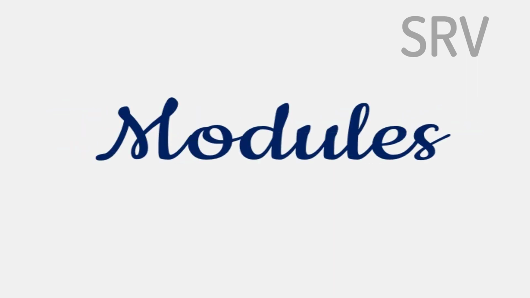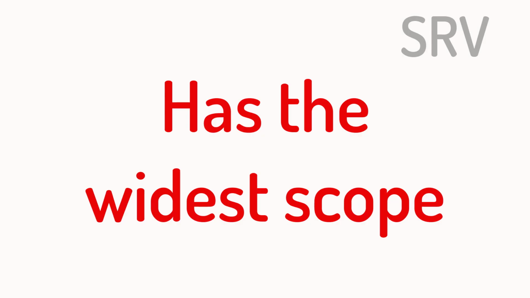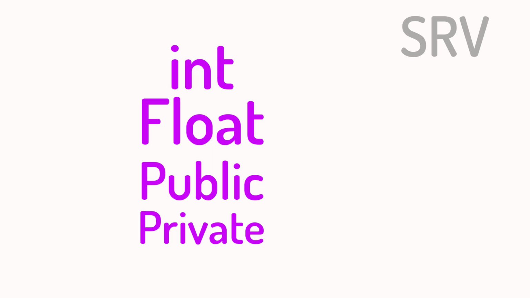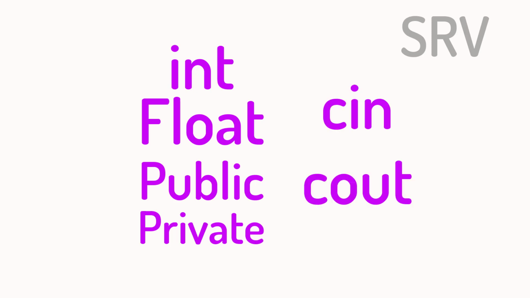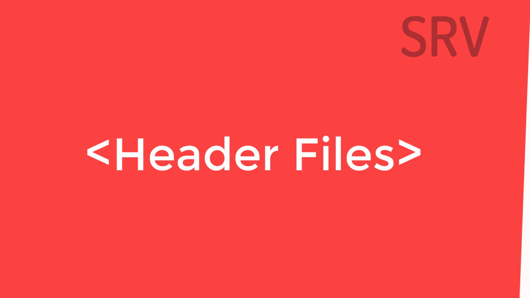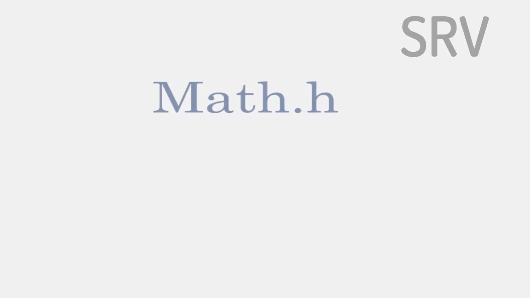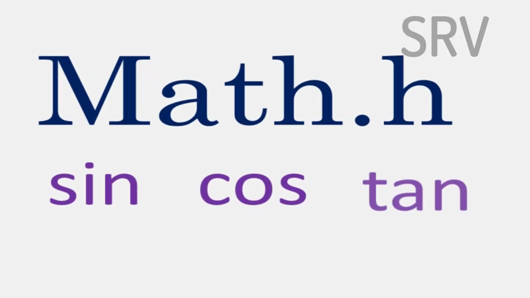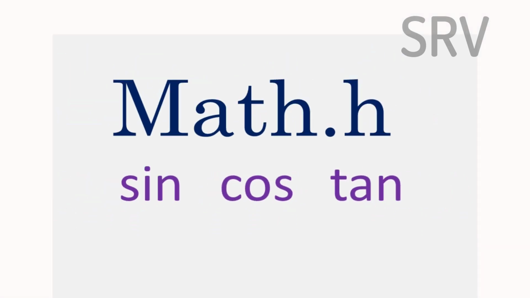Next we see built-in scope. Built-in scope can also be said to be modules. Built-in scope has the widest scope. We have already studied reserved words in C++ in class 11: int, float, public, private, cin, cout, etc. All these are reserved words that are defined under header files. So cin and cout are defined in iostream, and math.h is another header file which has sine, cos, tan. All these functions are defined under math.h.